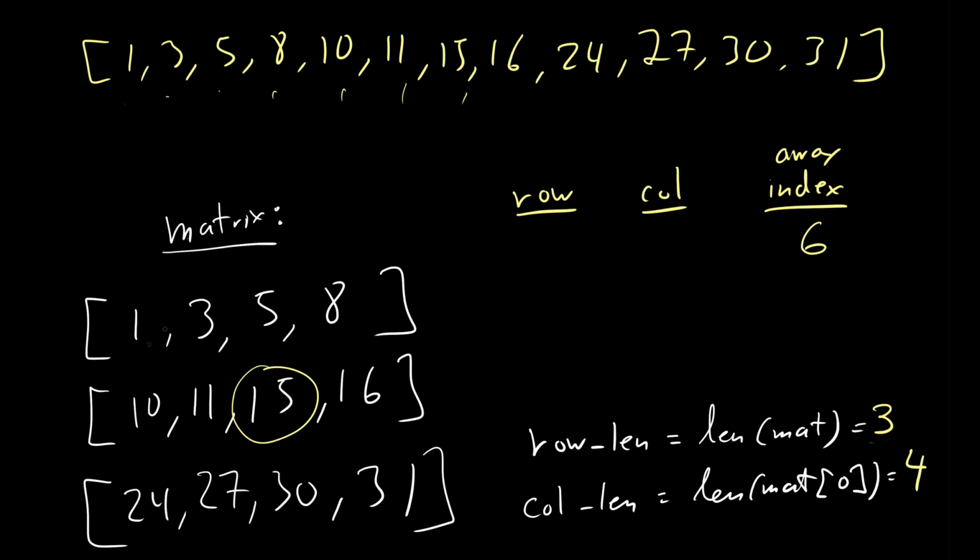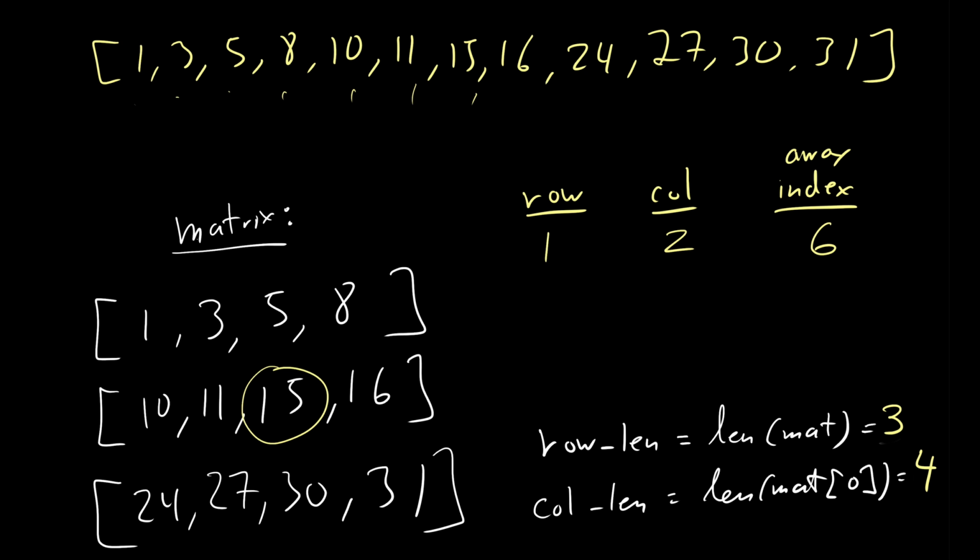We'll try to reverse engineer this. So which row is it? 0, 1, the row is 1. Which column is it? 0, 1, 2, column 2. So what kind of operation can you do? The key here is to divide the array index by the column length to get the row. The reason is that you want to know which row it is: the zeroth row, the first row, or the second row. So you just divide by 4 because the column length is 4, and that will tell you which row it is in.